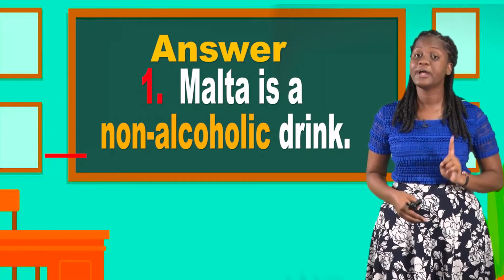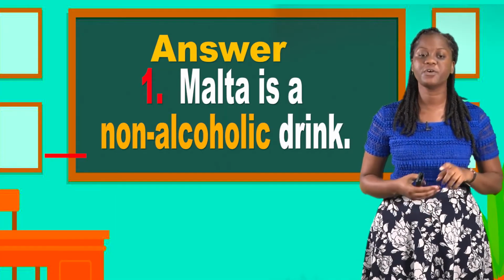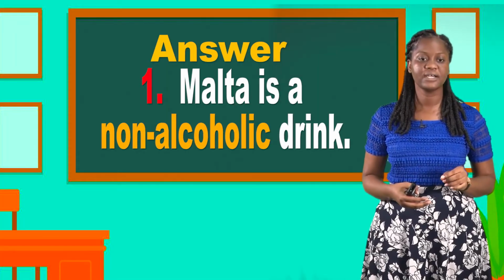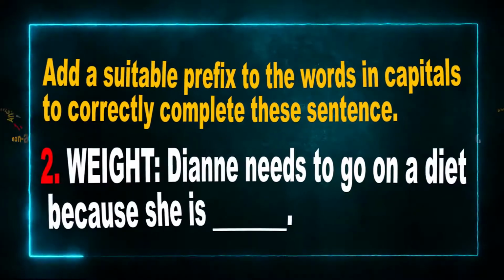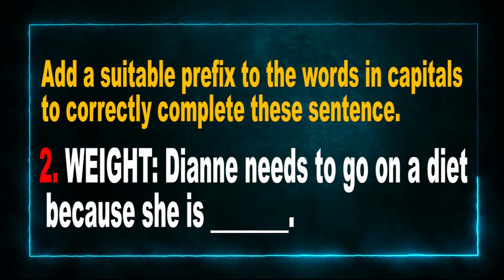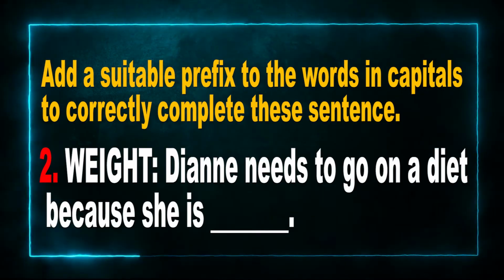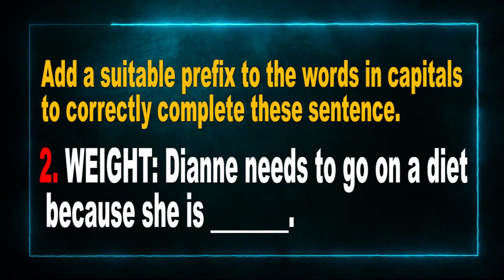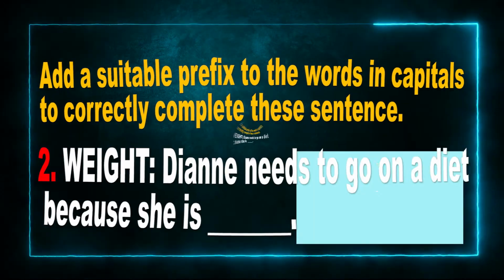If you are thinking along the lines of non, then you are correct. So the sentence would read, Malta is a non-alcoholic drink. Next, Diane needs to go on a diet because she is something. The word in capitals is weight. Add a suitable prefix.